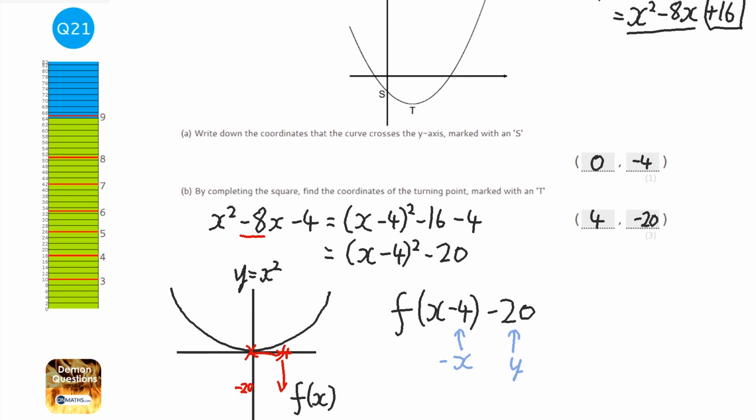A little bit complicated, but once you get really good at completing the square and really good at understanding transformation of functions, then this question just brings the two together and you shouldn't have a problem. If you had any issue with this, obviously have a look at completing the square and have a look at transforming graphs and transformation of functions, and that will help you massively with this.